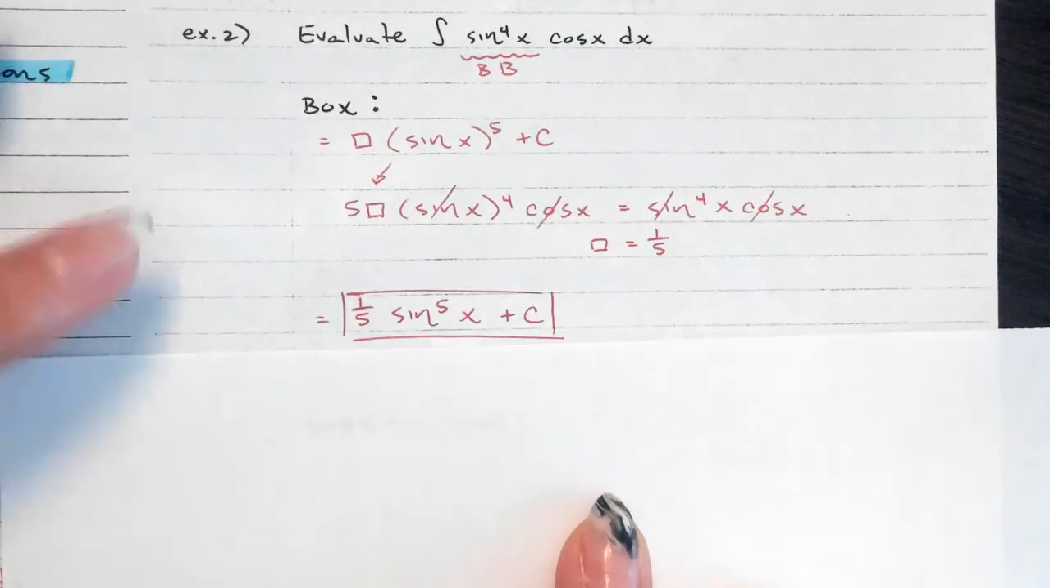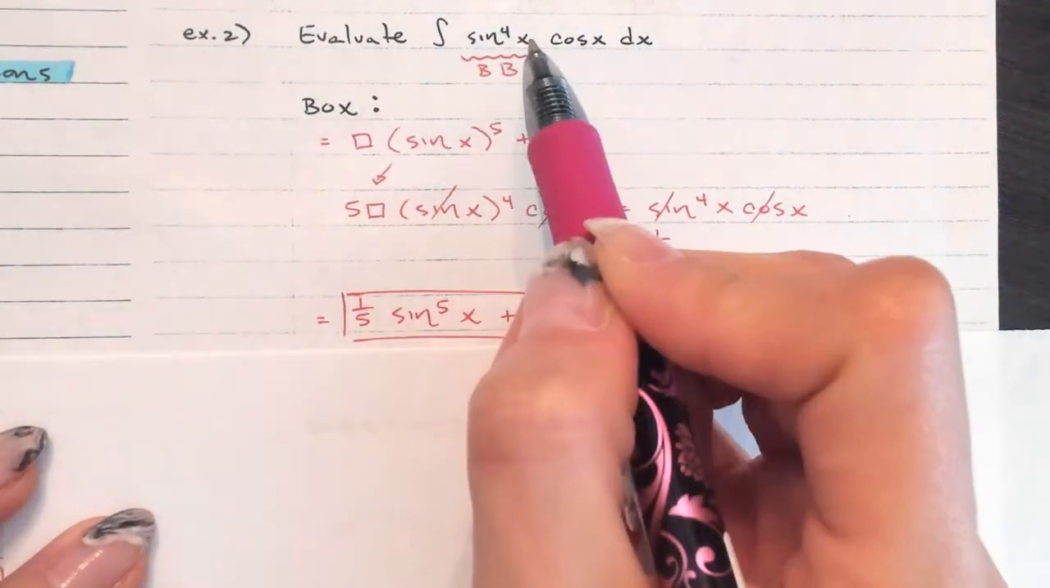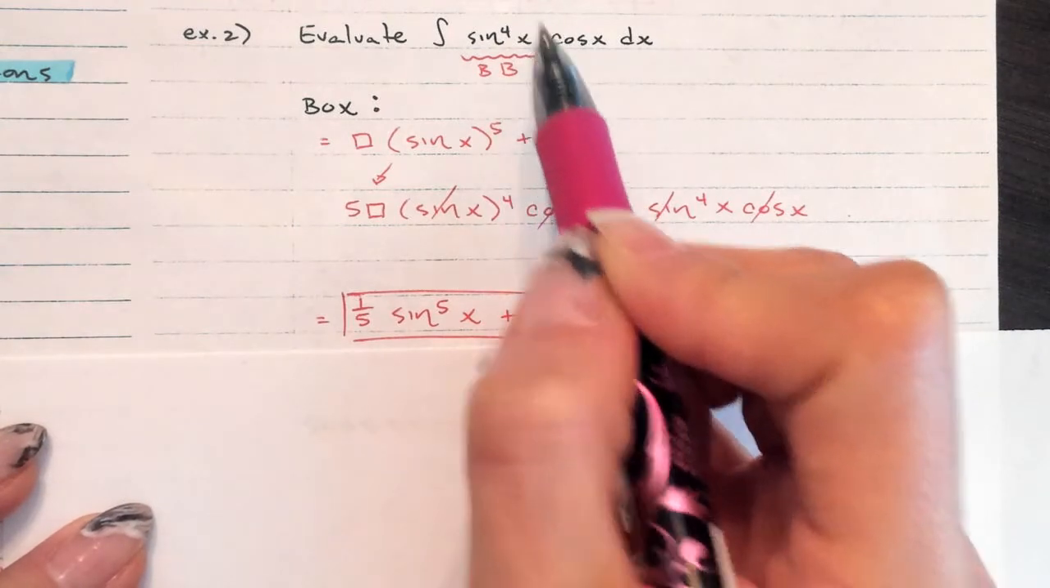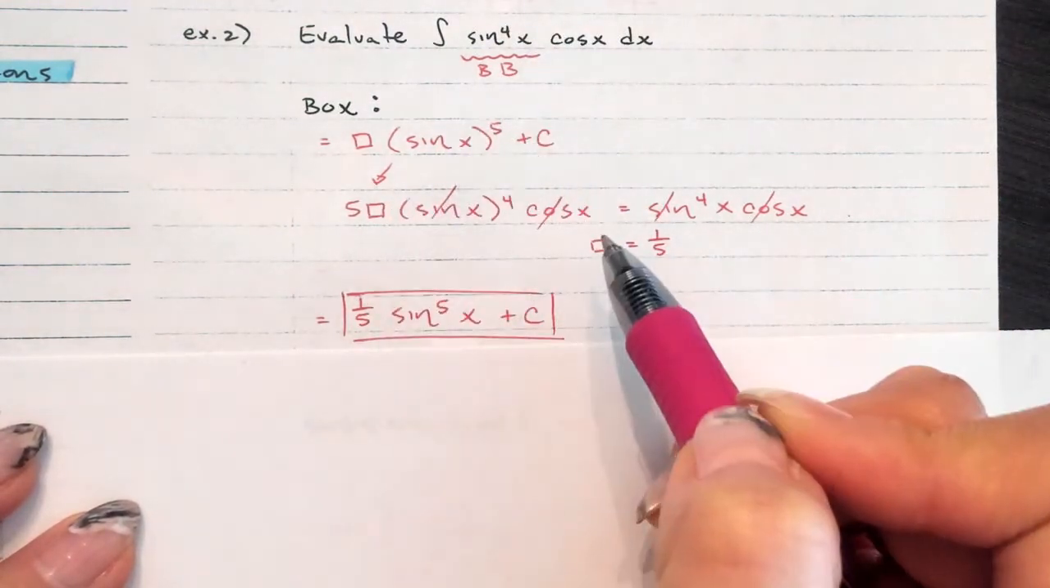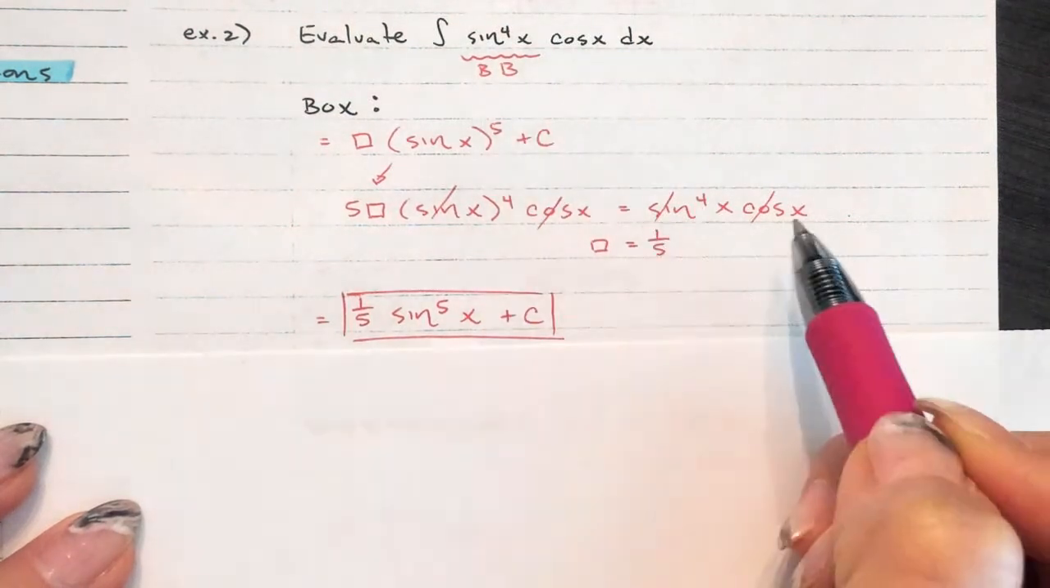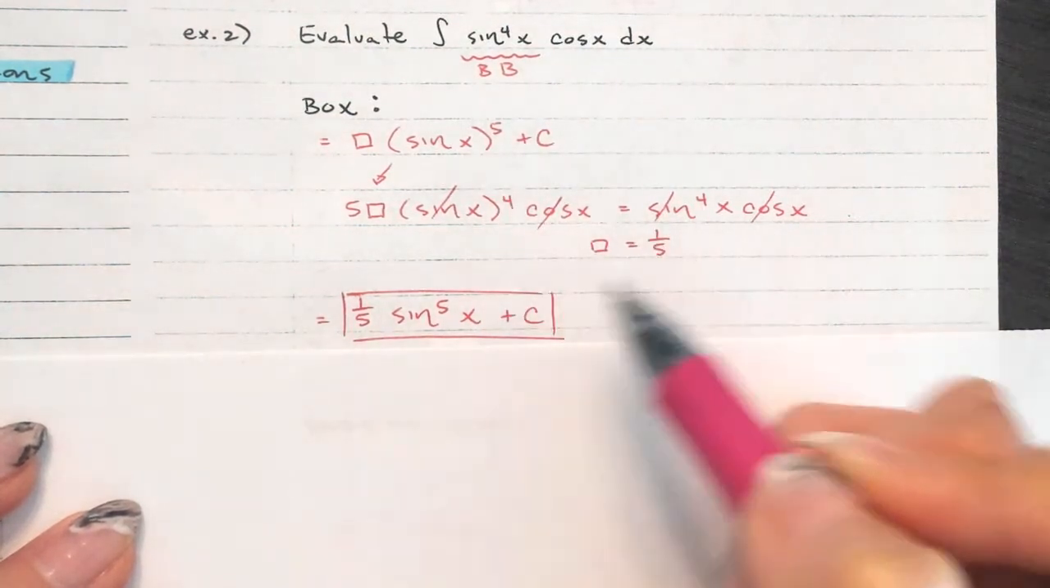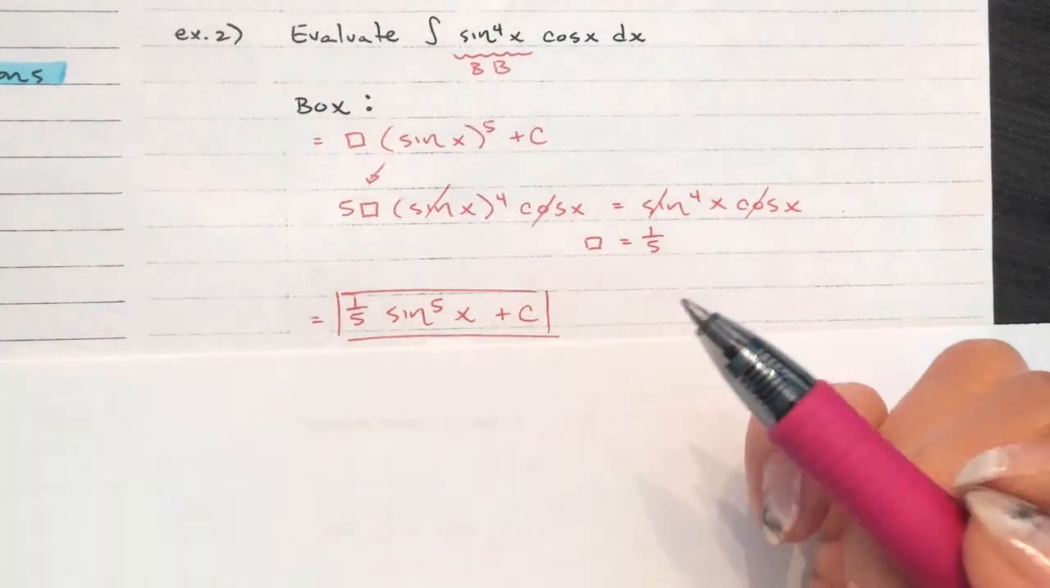And you get this, right? So we say, okay, this is a power of 4. Going backwards, it used to be a power of 5. Take the derivative, you get this. Set it equal to the original, you get this, cross, cross, cross, box equals 1/5. Okay, so this is the box method.